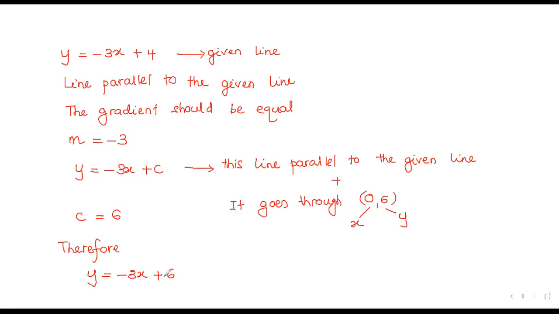When you have the same gradient, we know they are parallel. The same gradient in the sense the value should be equal and the sign also should be equal. And the next problem, at which point the second line cuts the y-axis. They have given us that it cuts the y-axis at 6 because the coordinate is (0, 6).